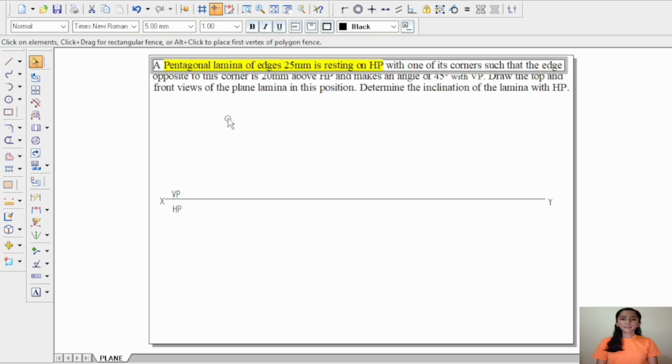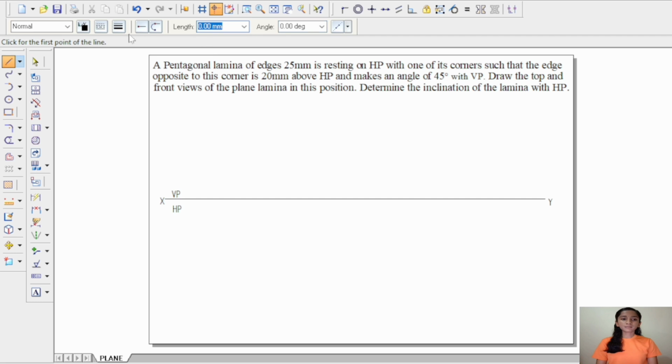First we have to draw a pentagon of 25 mm and it is resting on HP, so we have to draw below the XY line. Now to draw the pentagon, select line command of thickness 0.50 mm and give the length as 25 and the first angle is 0 degree. Place it below the XY line.